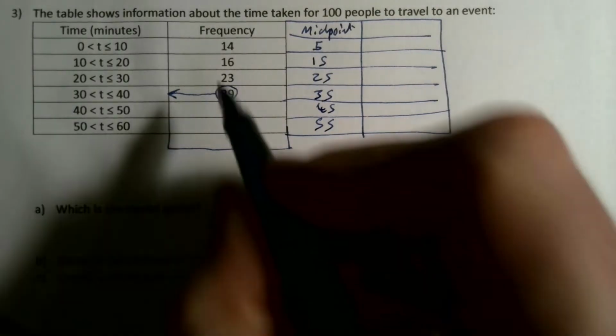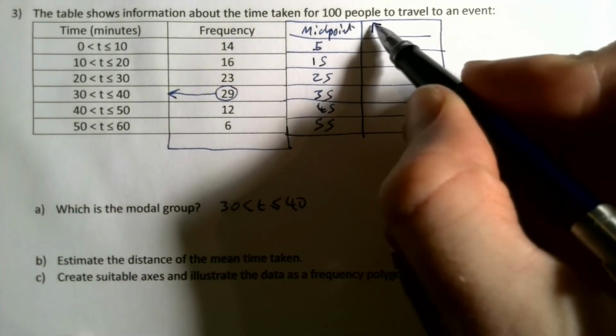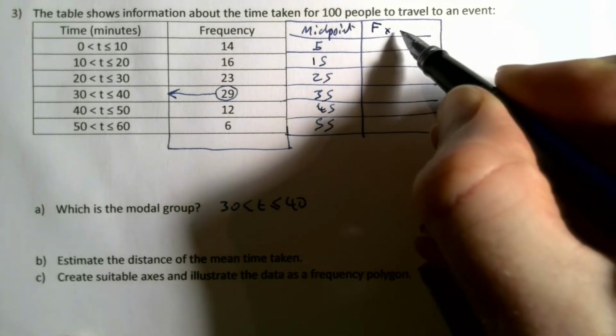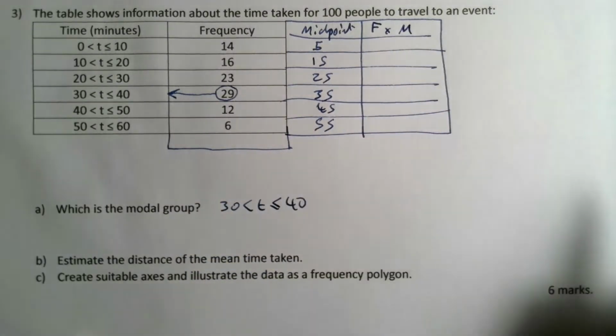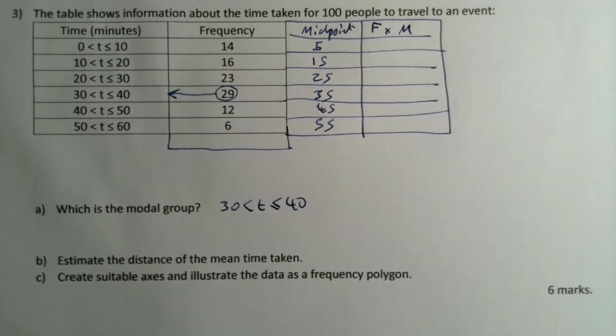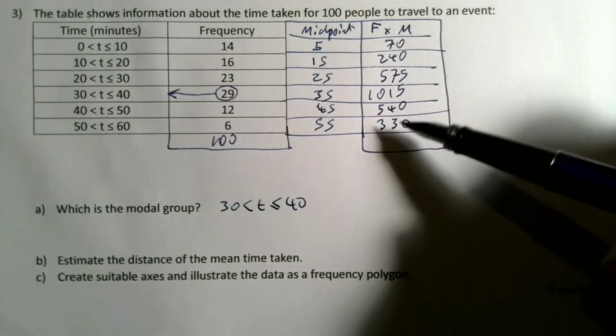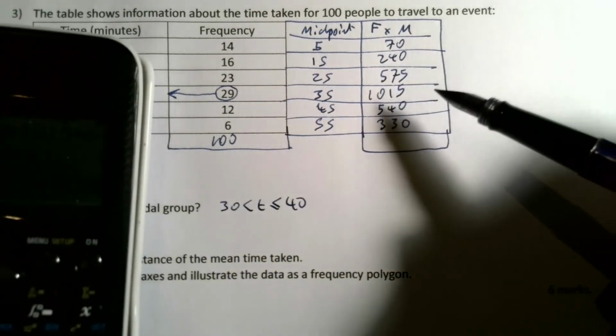Then how long those 14 people would have taken would be what you get when you multiply the frequency by the midpoint. So you're going to get your calculator out and you're going to do 14 times 5, 16 times 15 and so on, which should give you all of this data. So 16 times 15 and so on.